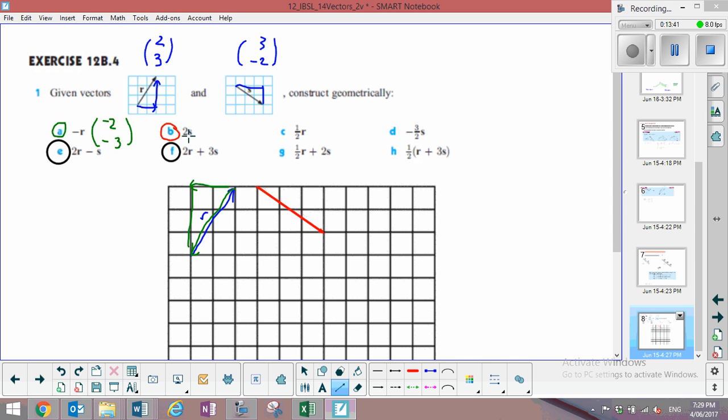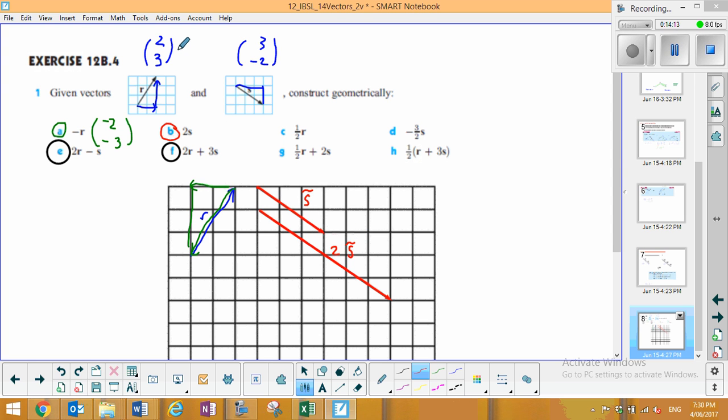But if we now want to do 2S, we're just going to double that length and go down there and another lot. 3 across, down 2. So they're on top of each other, so it's a bit hard to see. I can shift it. That's exactly the same. Let's shift it down here because it doesn't matter where it is. It's all about the magnitude and direction. So here's our vector S, and this is our 2S.